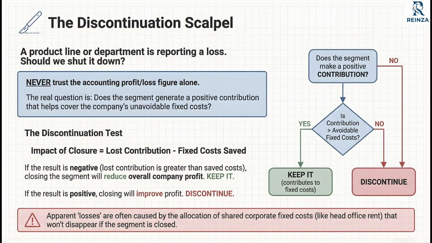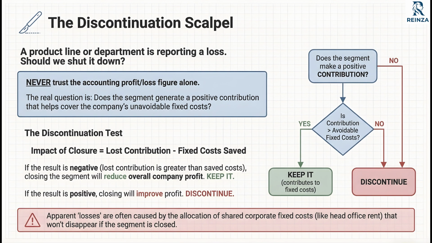Our next tool is the discontinuation scalpel. A product line or department is reporting a loss. Should we shut it down? This requires surgical precision in your analysis. Here is the golden rule. Never trust the accounting profit or loss figure alone. The real question is, does the segment generate a positive contribution that helps cover the company's unavoidable fixed costs?